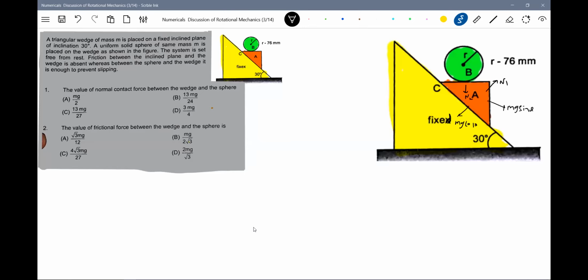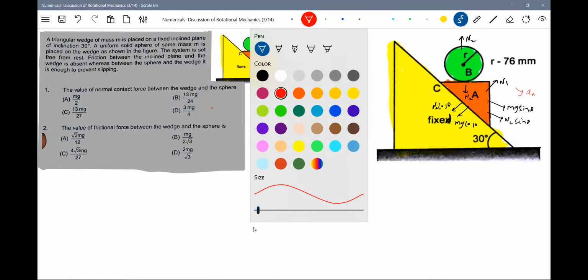If you resolve that, a component of that will be N2 sine theta, and this will be N2 cos theta. Then similarly, normal contact by the wedge on the sphere should be in this direction. Now, in what direction will it move? Acceleration of the wedge A should be down the incline.